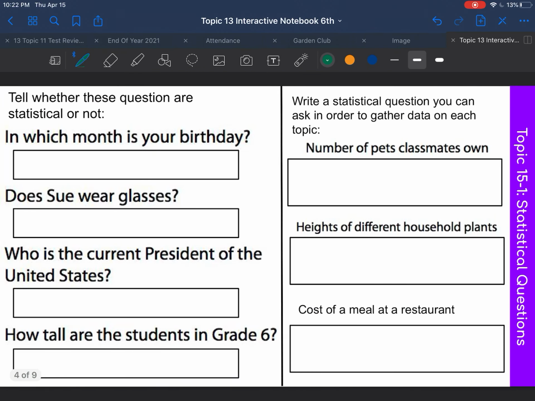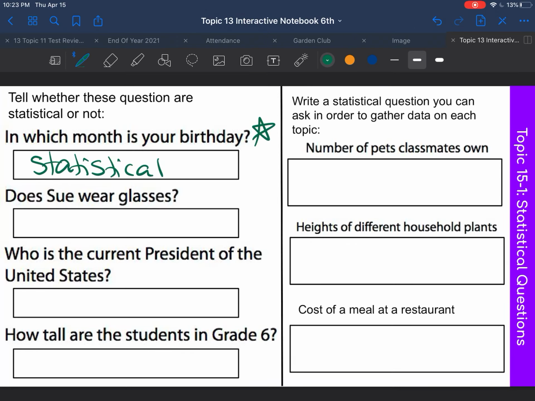So let's look at some examples. We're going to tell whether these questions are statistical or not. The first one: in which month is your birthday? If you were to ask a group of 10 people, do you think everyone would have their birthday in the same month? No. One person may be August, one person may be September, one person may be October. So knowing that those are a variety of different answers, yes, this is statistical.